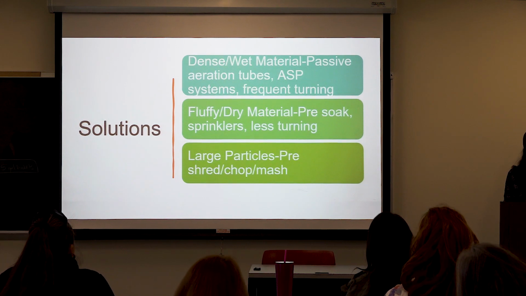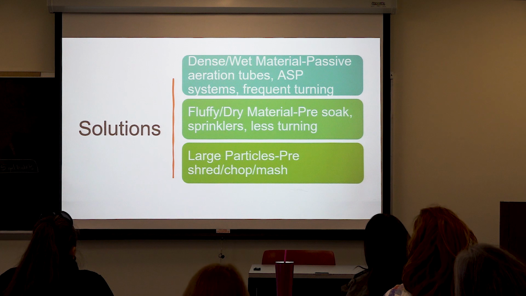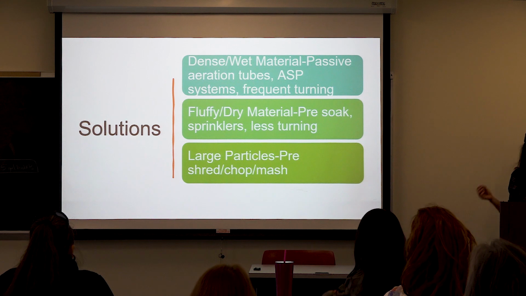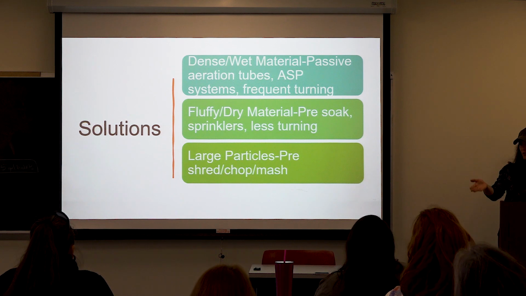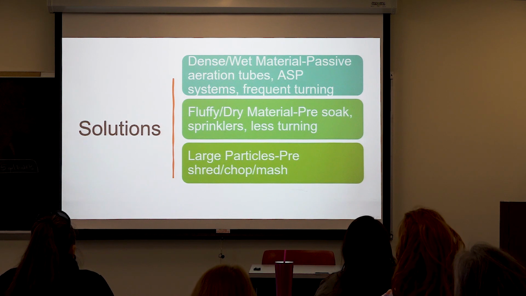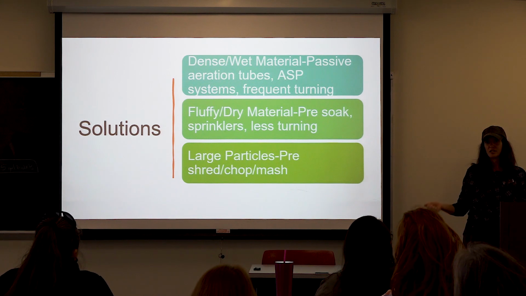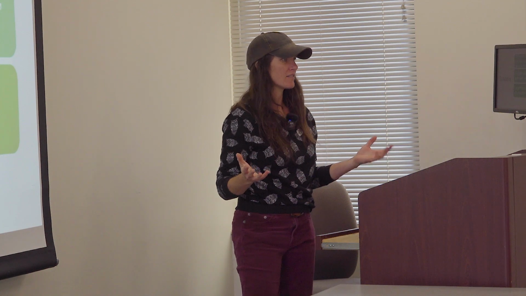Never-ending supply. So some solutions to those problems. These last couple slides were just like problems and solutions. Solutions to dense wet, add lots of aeration tubes, turn it often, have a forced air system. Fluffy dry materials, pre-soak them. That'll also get you your weight so you have a proper ratio when you're measuring. Add sprinkler systems. Also with fluffy dry materials, create systems that you can cover. ASP systems, you can get Gore-Tex tarps that help hold moisture in so you're not constantly using water. Thermal composting can be very demanding when it comes to water, and in a dry climate like this, even more so.